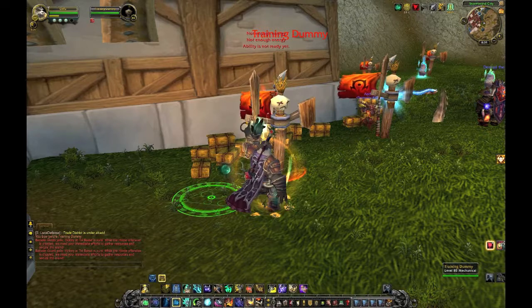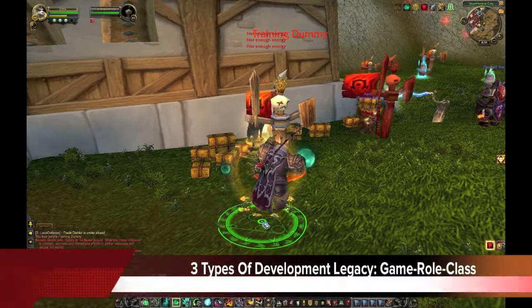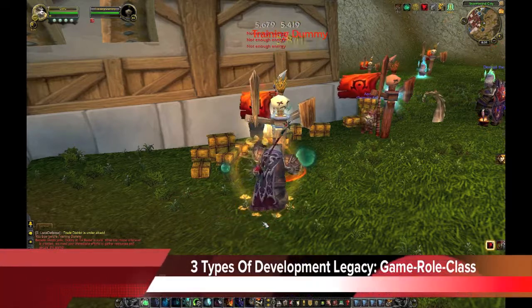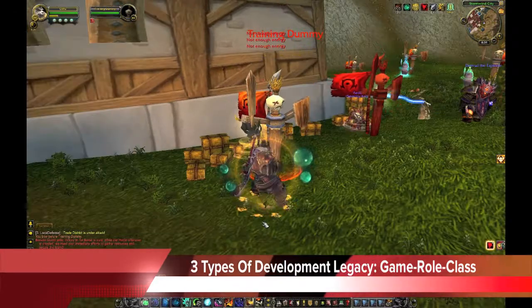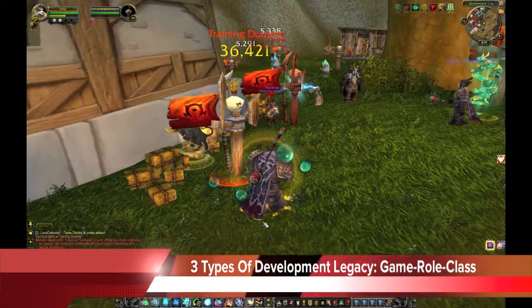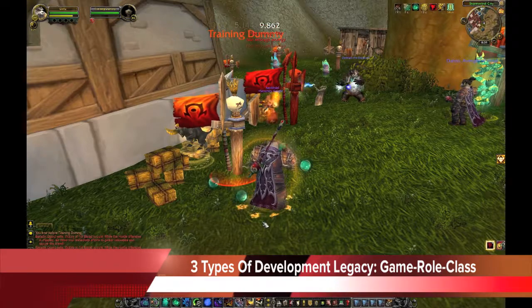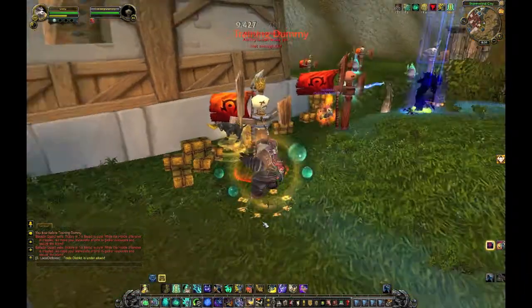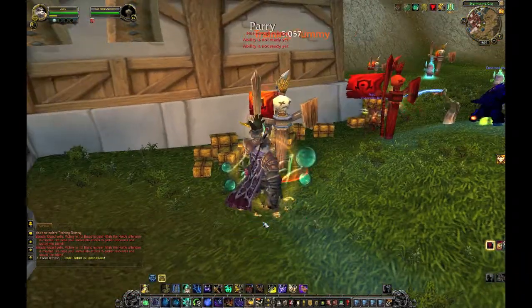Alright, so we're going to break this down very quickly. Development legacy. Well, there's three kinds of it. One is game legacy, one is role legacy, and one is class legacy. Most of the time you focus on only one of those, but they're all important because they all intertwine with each other. They affect one another.